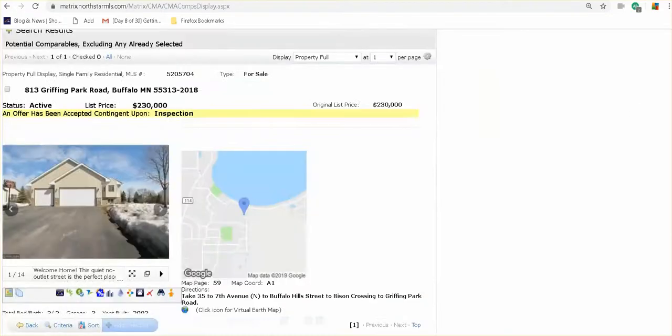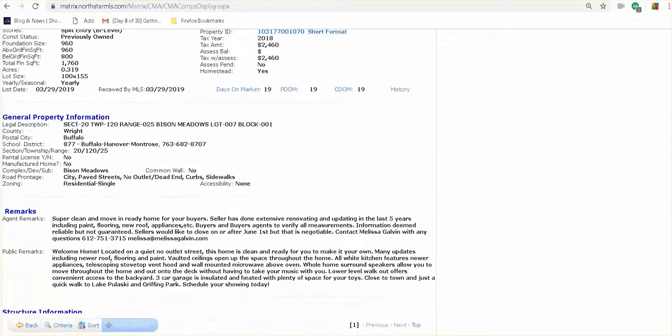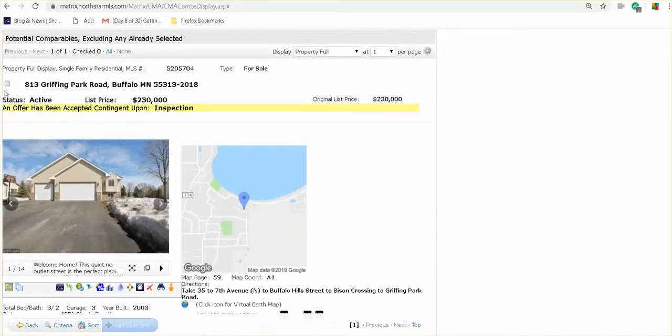I have to take a very honest look at that one. It's been on the market 19 days. Super clean, move-in ready, ready for buyers. Seller has done extensive renovating and updating in the last 5 years. Welcome home, located on quiet, no outlet street. The home is clean, ready for you to make your own. So, lower level walks out to convenient access to the backyard. 3 car garage is insulated. I gotta say, that's a very interesting comp that I feel I need to tell my seller about.